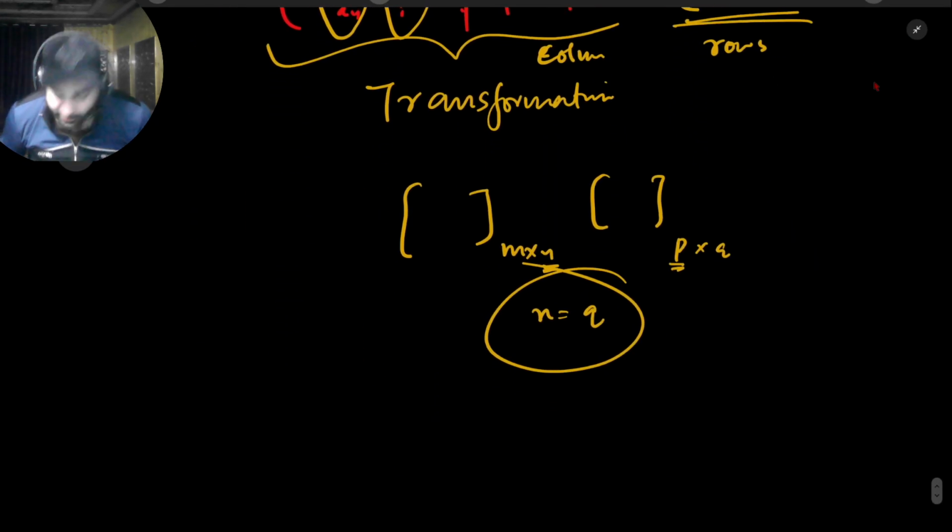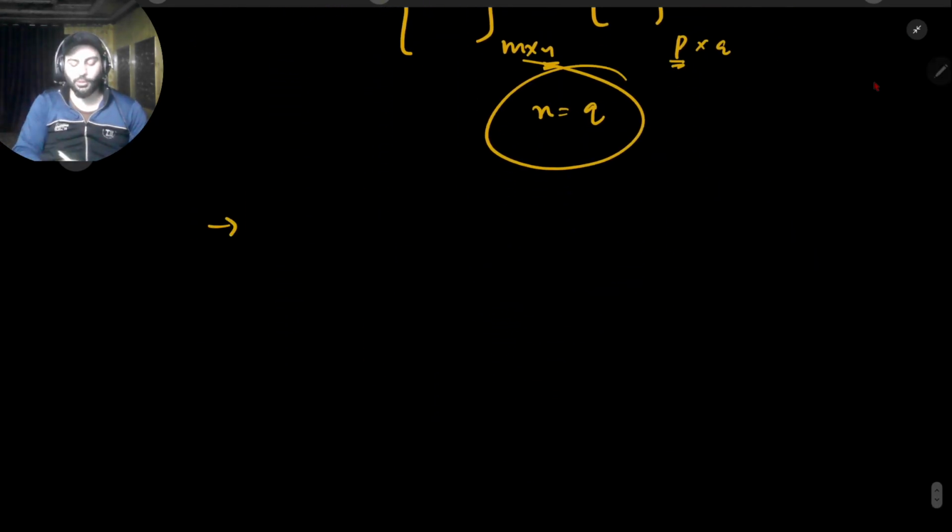I think our time is over because I needed to sort of again go into the different types of matrix multiplication. How can we perform these, and we'll take that in the next session.